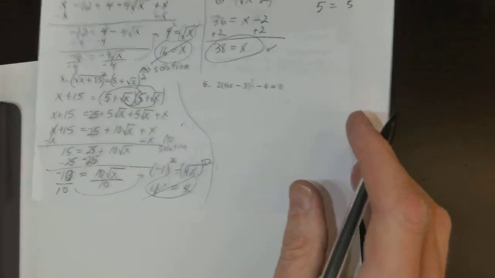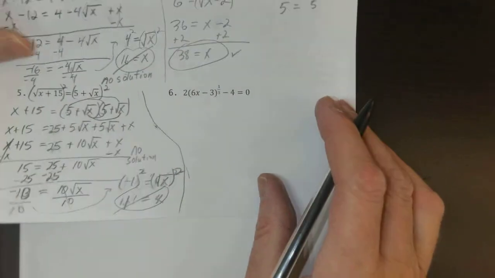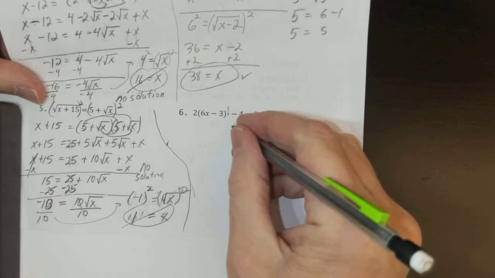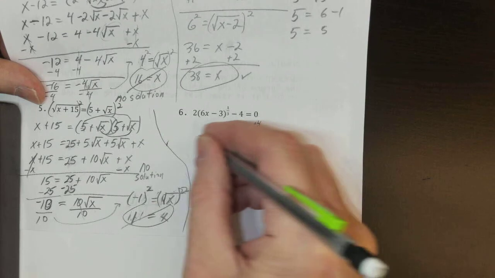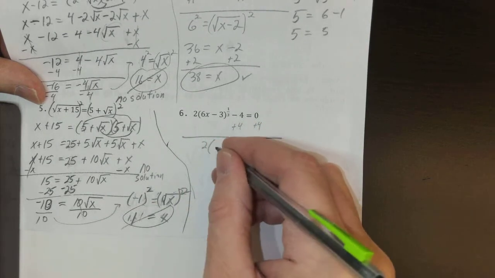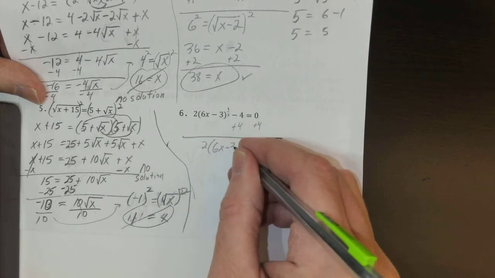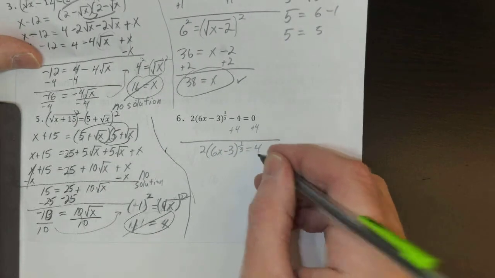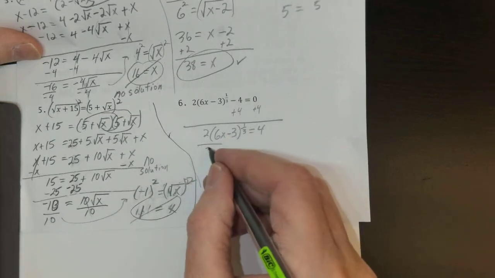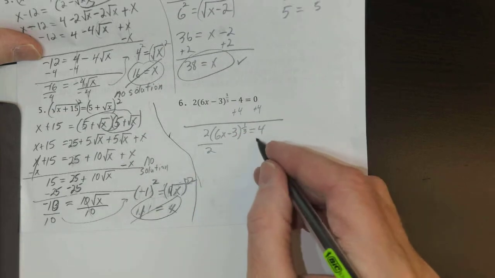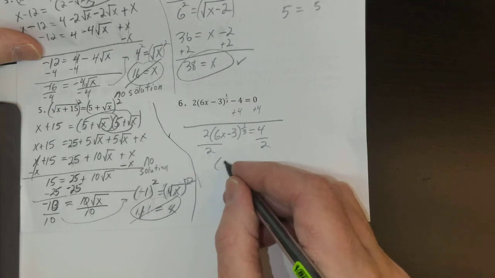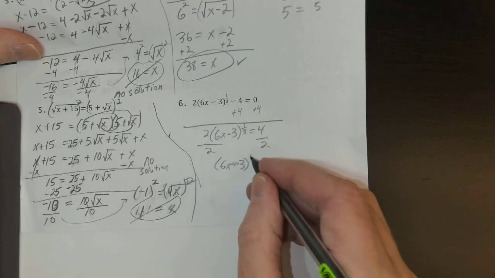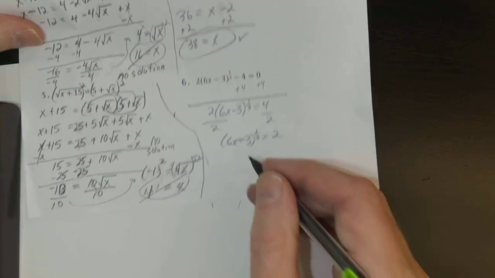A little room there. All right, number 6. I want to add 4 to both sides. I've got 2 times (6x minus 3) to the 1/3 power is equal to 4. And then I'm going to divide by 2. So I'm going to get this parentheses part by itself before I start raising powers here. (6x minus 3) to the 1/3 power is equal to 2.